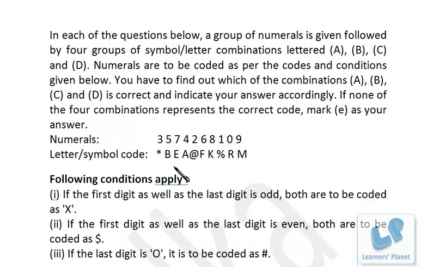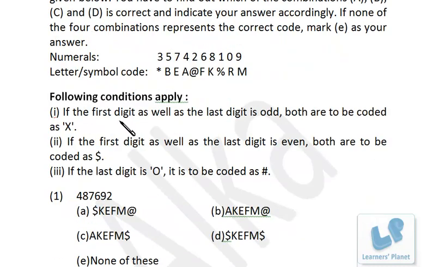Okay. Numbers and the letter symbol code and the conditions are: if the first digit as well as the last digit is odd, both are to be coded as X. If the first digit as well as the last digit is even, both are to be coded as $. If the last digit is 0, then it has to be coded as number sign. Okay. So let's try this one.